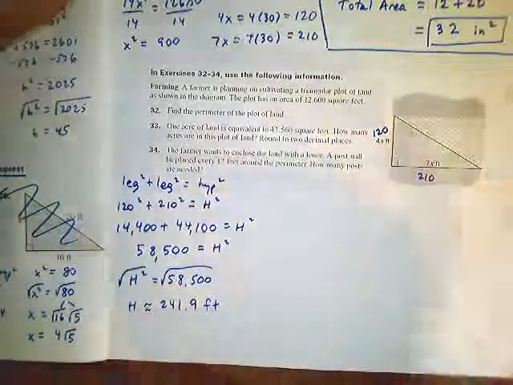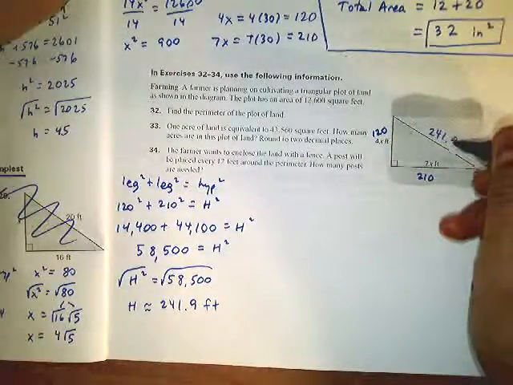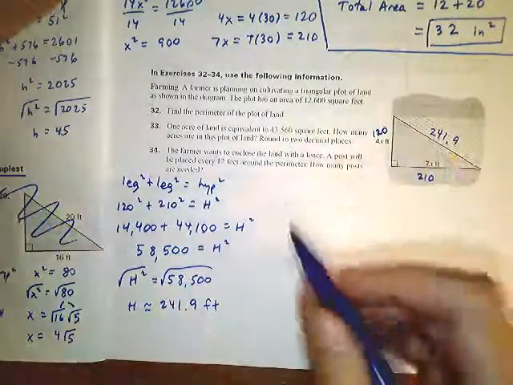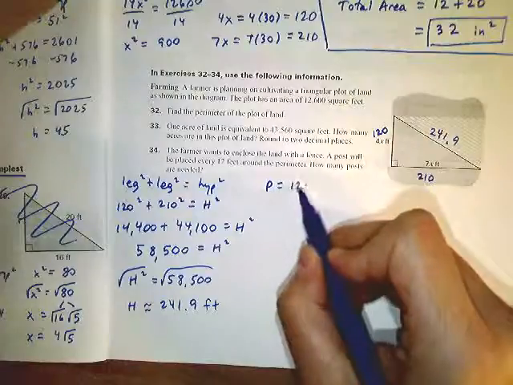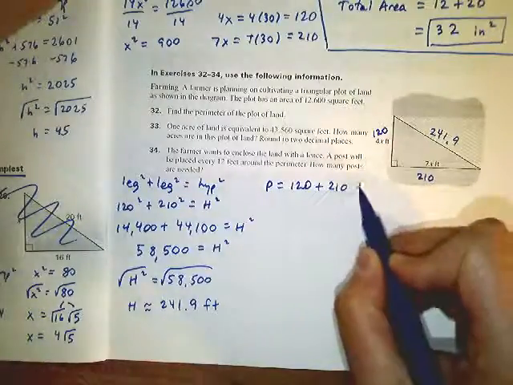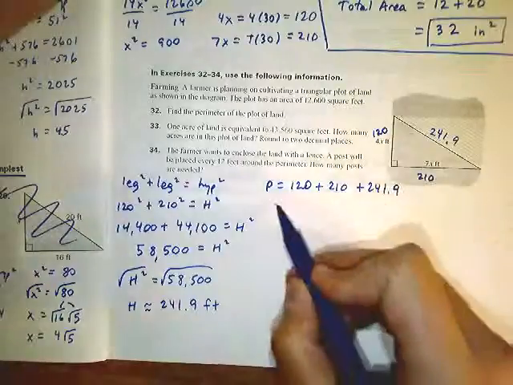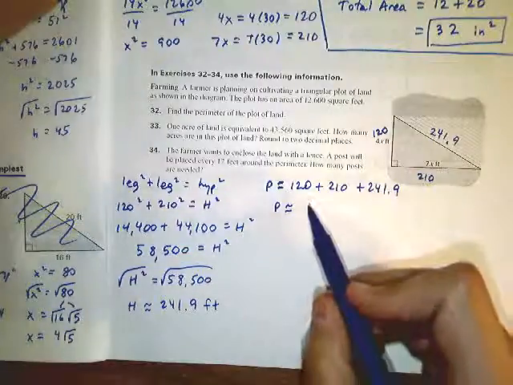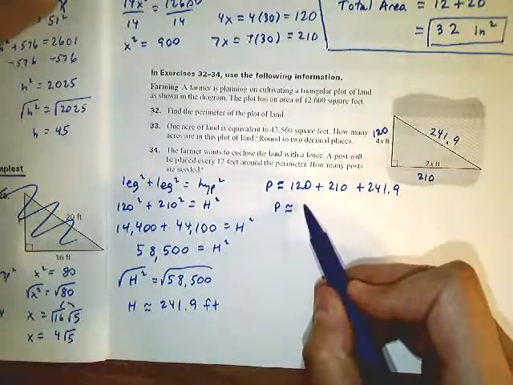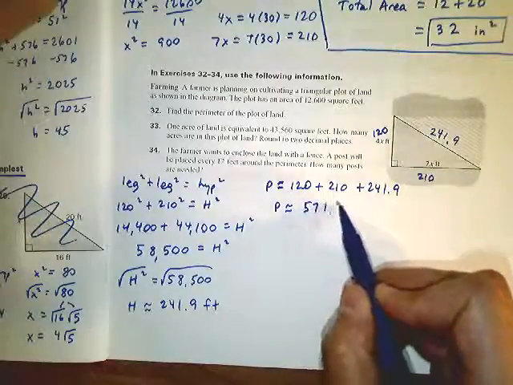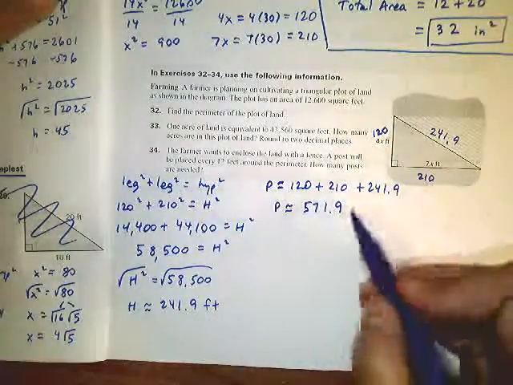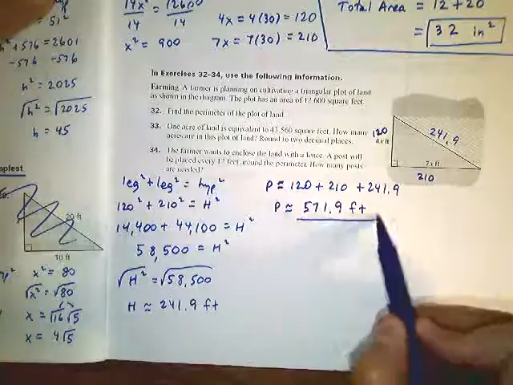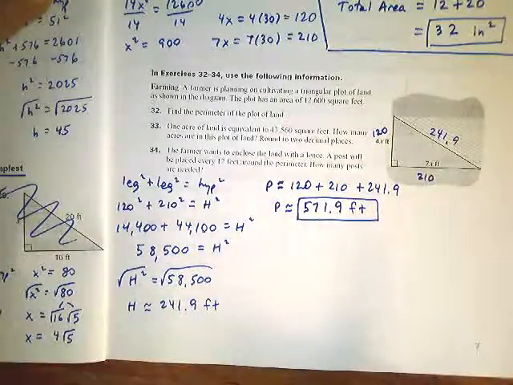So to find the perimeter, that's the length all the way around the whole thing, I'm going to add 120 plus 210 plus 241.9. So the perimeter is approximately, because this is an approximated value, all the rest of the numbers we find that use that would also be approximate. So the perimeter is approximately 571.9 regular feet. That is my final answer for number 32.